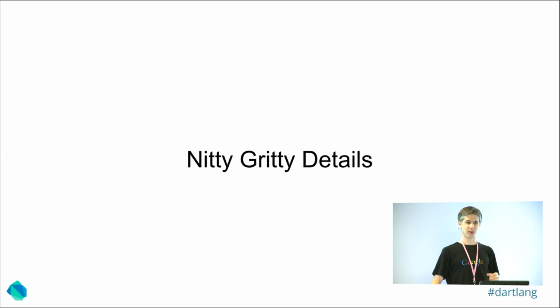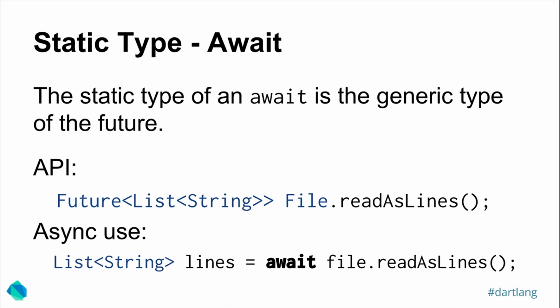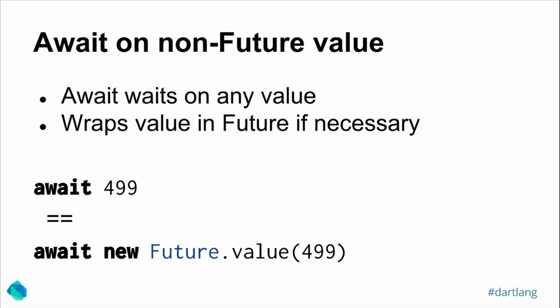So now a few of these details. The first question, and it's a very easy question to start out with: what's the static type of an await? It's pretty obvious, but again, it's the easy one to start. If you have a future that returns a list of string, for instance, and you use it with an await, well, the static type of this await is going to be the generic type of that future. Nothing surprising here.